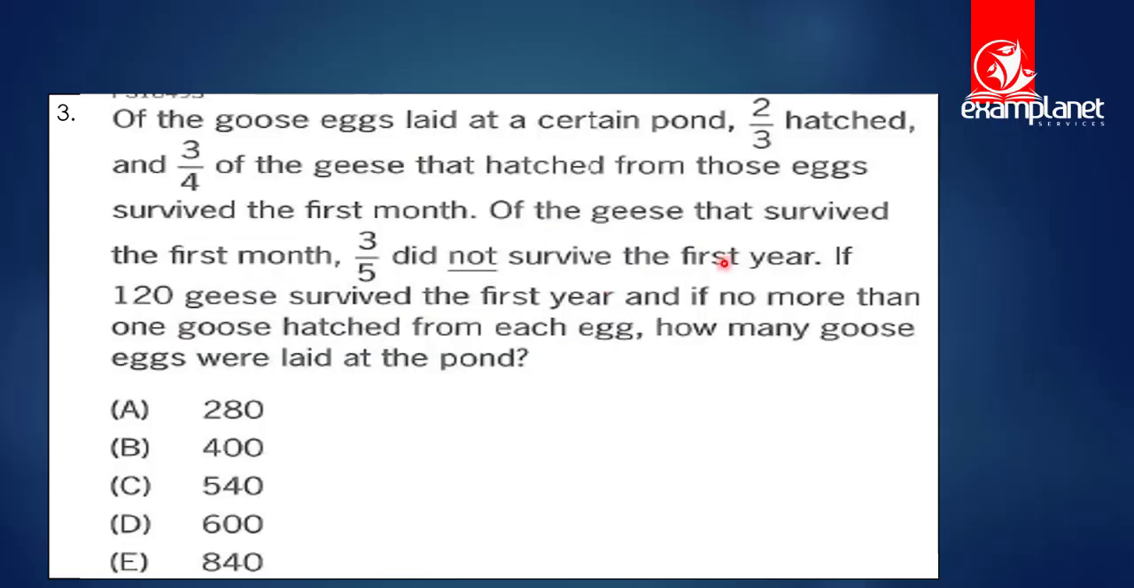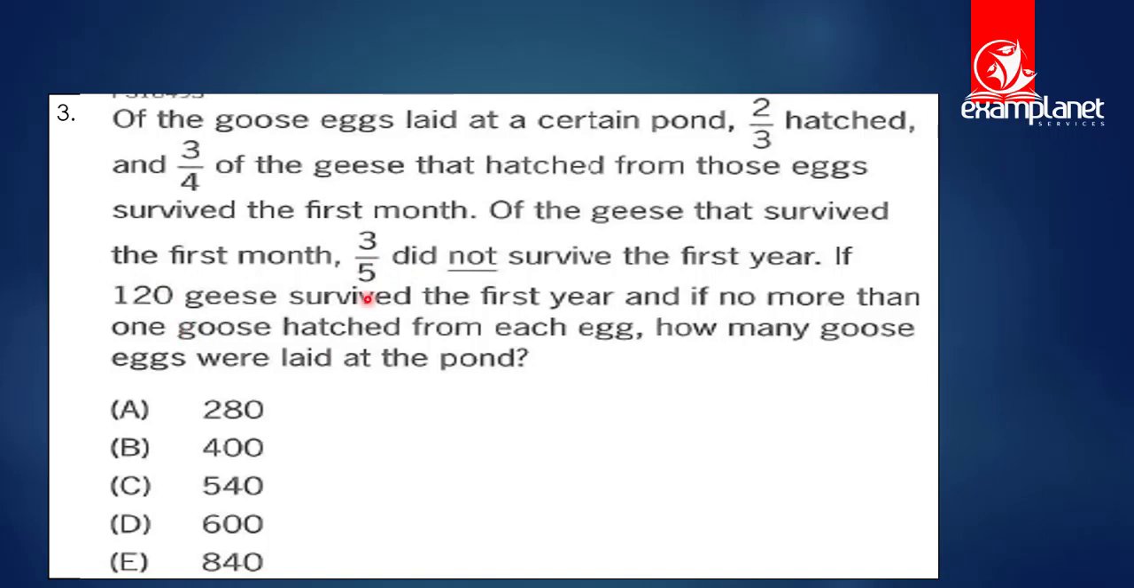Okay, now if 120 geese survived the first year, you can see we are definitely going to need survived the first year. So if 120 geese survived the first year, and if no more than 1 goose hatched from each egg, how many goose eggs were laid at the pond? So they are telling us that 120 geese survived the first year. Now in this kind of question, everything has been fractions, 2 over 3, 3 over 4, 3 over 5, but now we are given a number.